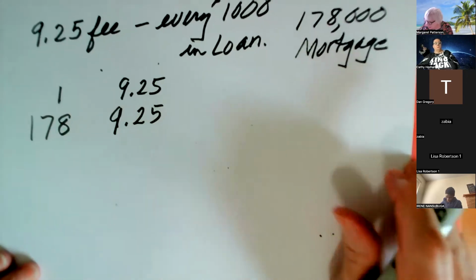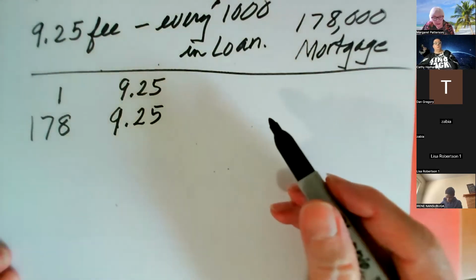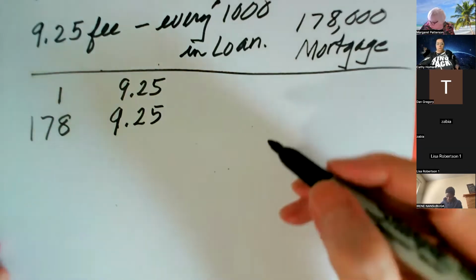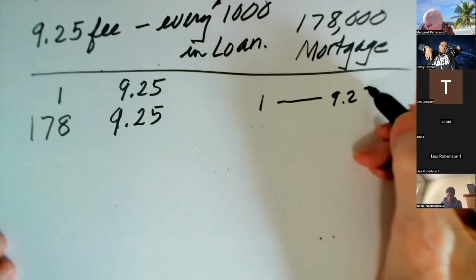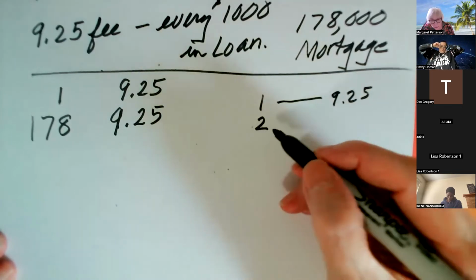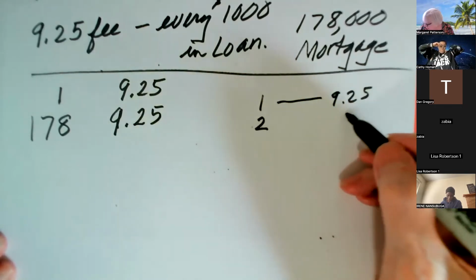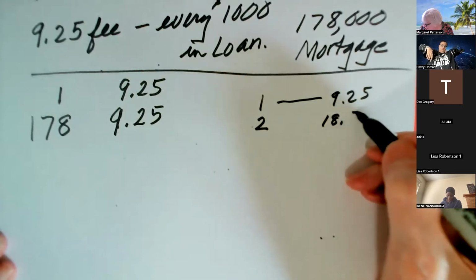Okay, because here's how you reason this out, that it needs to be multiplied. If you bought 1,000, you paid 925. If you bought or borrowed 2,000, you'd pay, what is that, 1850?